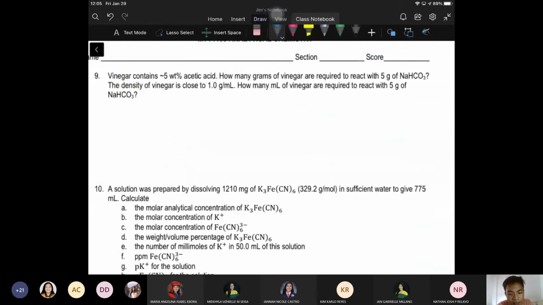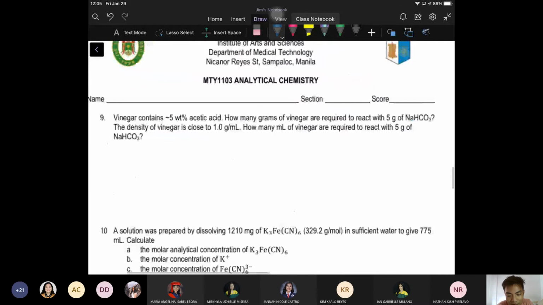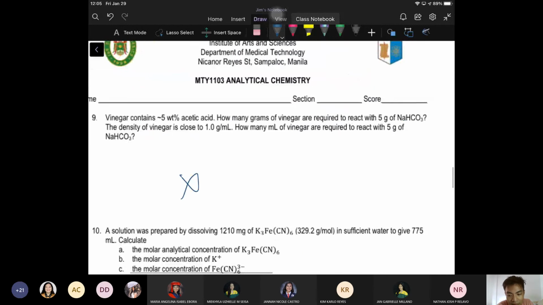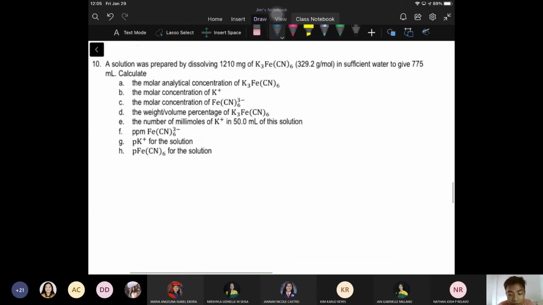Okay, so number 9 is similar with number 8. Okay? Pero hindi mo kukunin yung dami ng tableta. Basahin nyo na lang yung problem, pero I will tell you, similar lang yan ng process. Similar, not the same. So, kayo na bahala dito. Again, sa Sunday yung sagot, ha? Siguro mga Sunday evening.